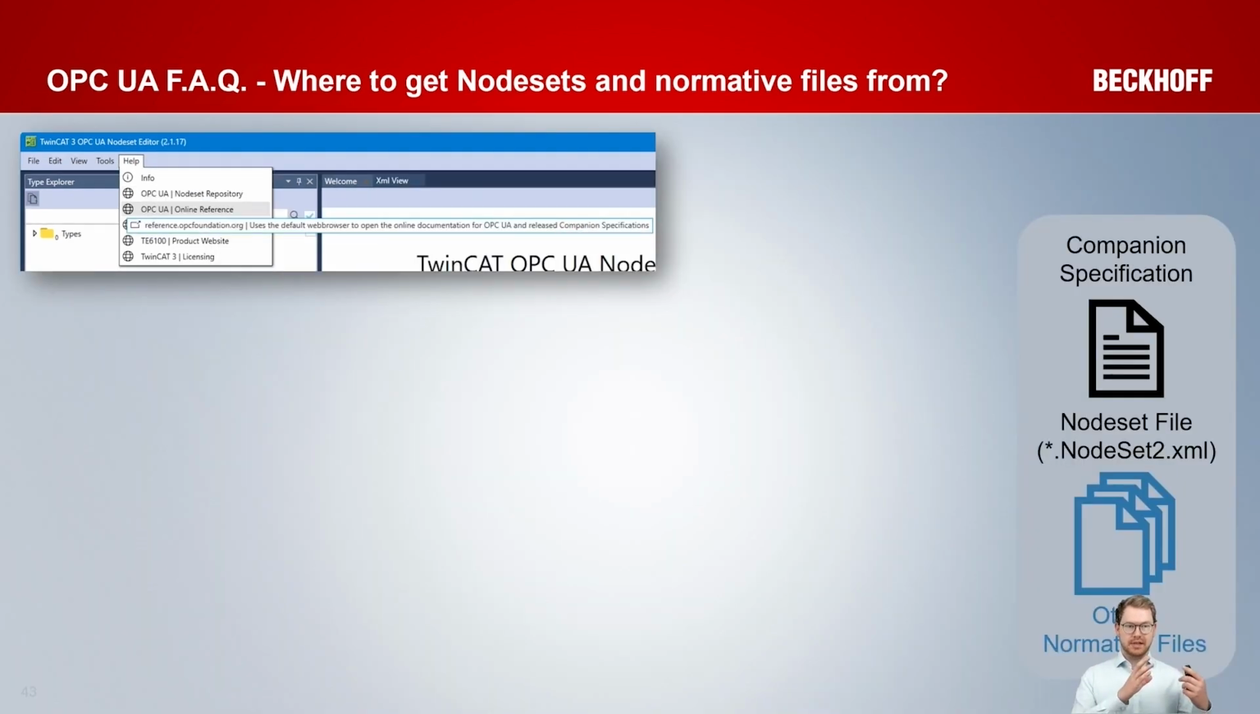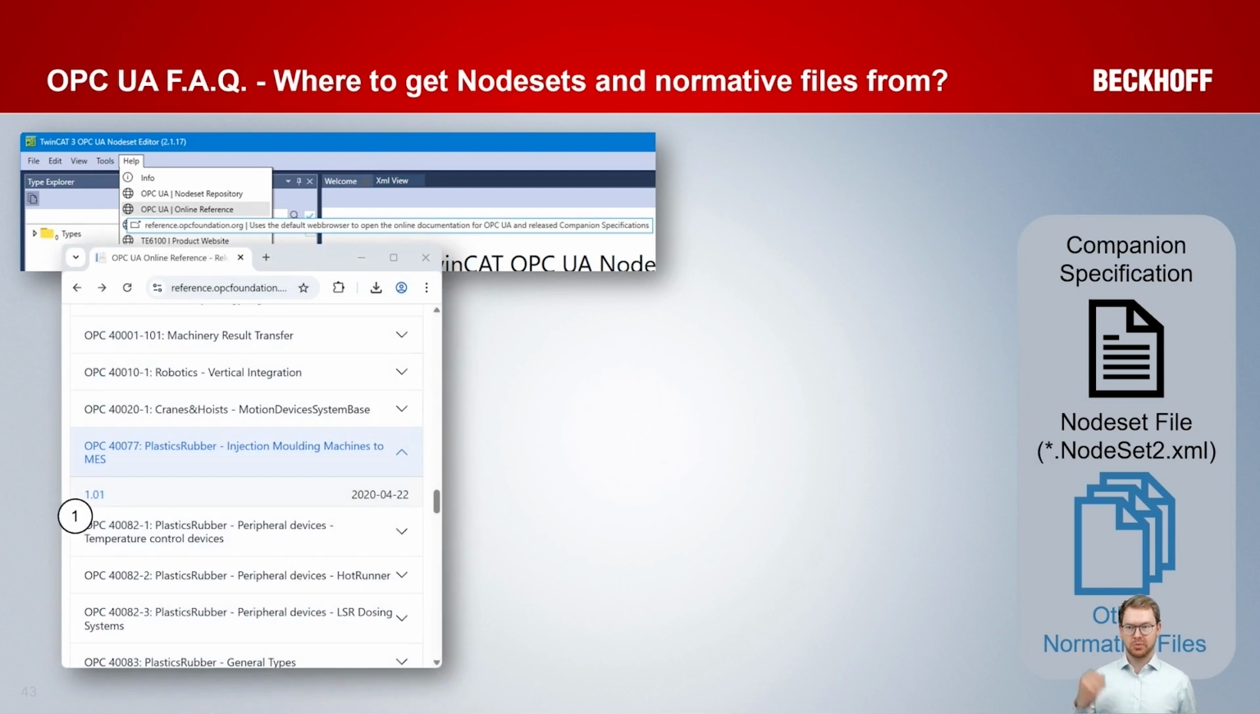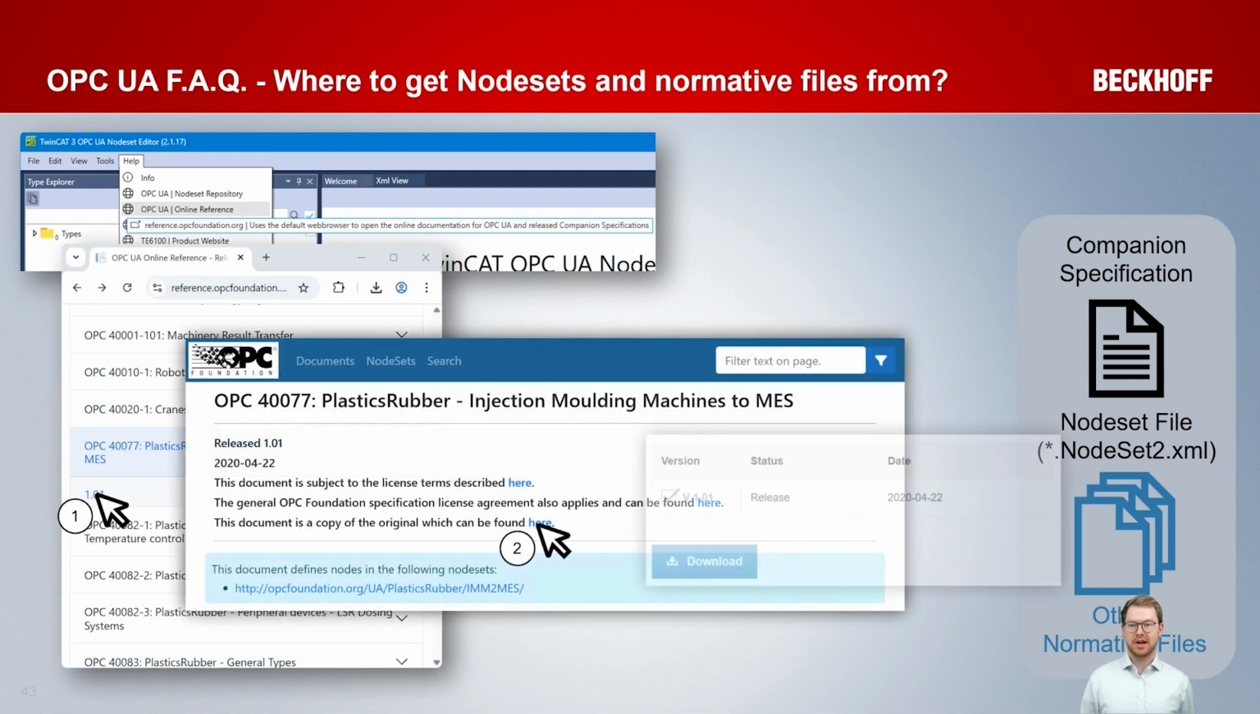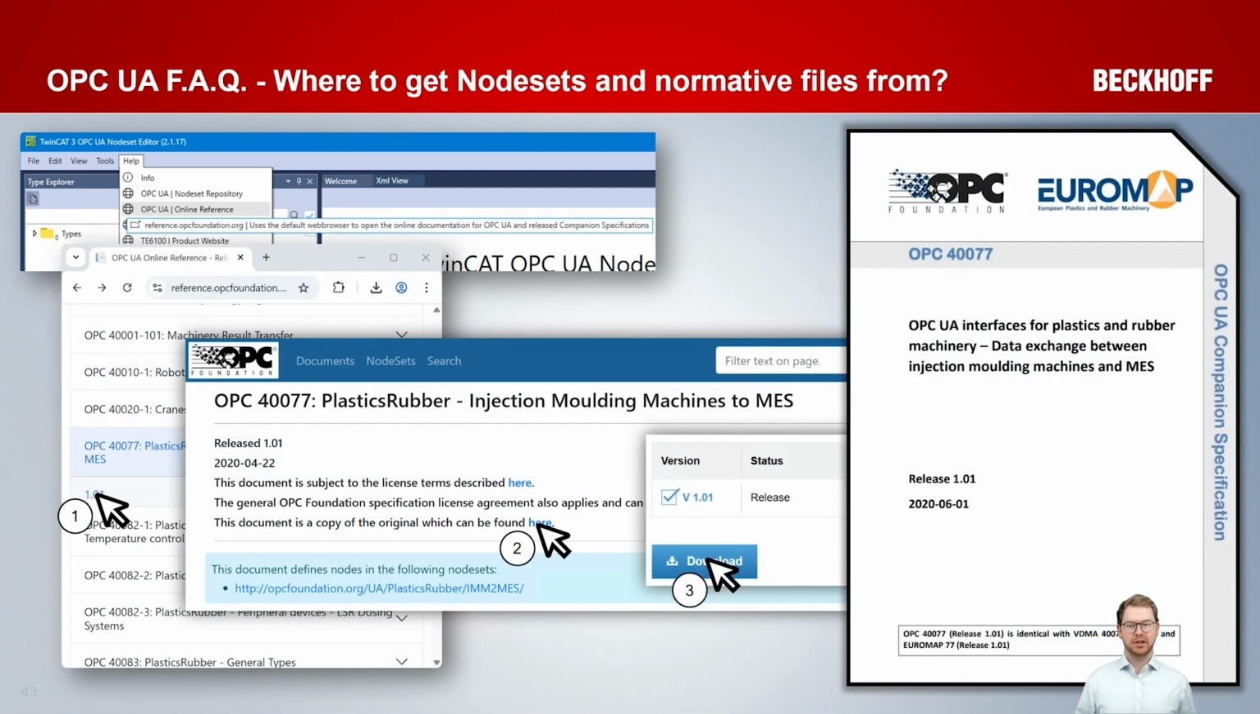This is the XML, the machine-readable part, and where do I get the human-readable part from, and maybe other normative files? Also from the help window, there's a link to the online reference from the OPC Foundation, and when you click on that, it will open that page. It looks a little bit different now, but the functionality is still the same, and you can download the specification in different formats, and I downloaded it as a PDF for my local storage. So that's where you get those files from.